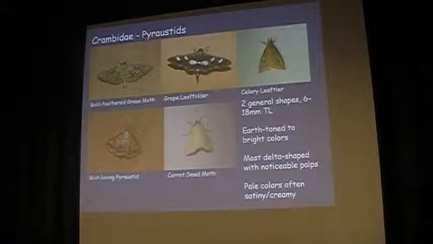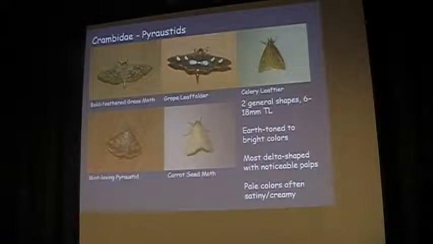And same family, the Crambids. These are ones that, instead of rolled, have the wings spread out or have a deltoid shape. These are the pyraustids. 2 general shapes, sort of flattened and deltoid. About 6 to 18 millimeters total length, so a little bit larger than the grass-veneers. Earth-toned to very bright colors, like this mint-loving pyraustid. See, it's yellow and maroon, yellow and purplish almost.